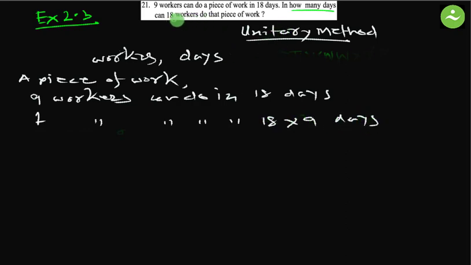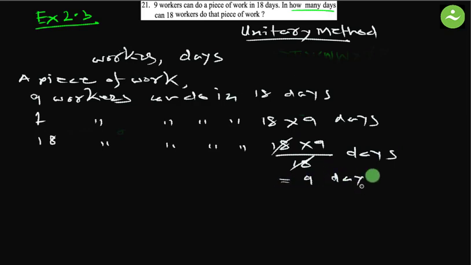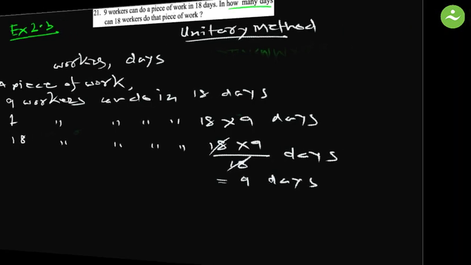And then we find out 18 workers. 18 workers can do in, now the number of days will decrease because workers are more. So we divide by 18 days. Simplify, the 18 and 18 are gone, equals 9 days. And that is the answer.